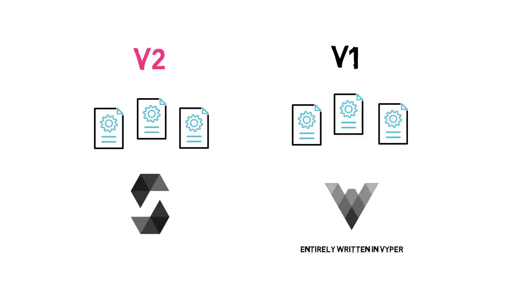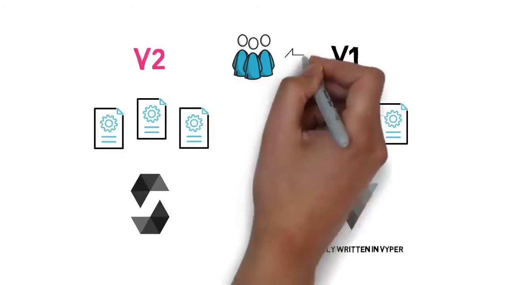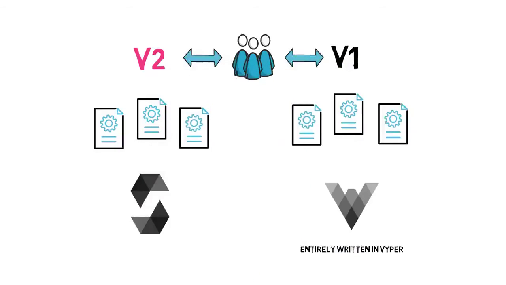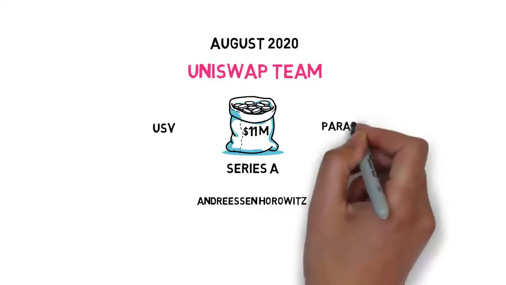Due to its decentralized and permissionless nature, the first version of the protocol was still actively used alongside v2 for some time, regardless of the Uniswap team encouraging liquidity providers to migrate their liquidity to v2. This also shows the true power of unstoppable code. In August 2020, the Uniswap team raised $11 million in Series A from a few notable VCs, including Andreessen Horowitz, USV, Paradigm, and Version 1.